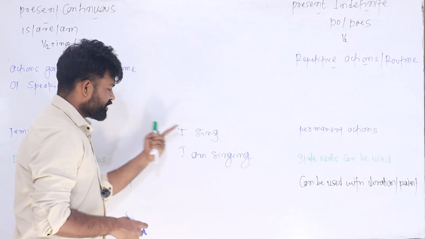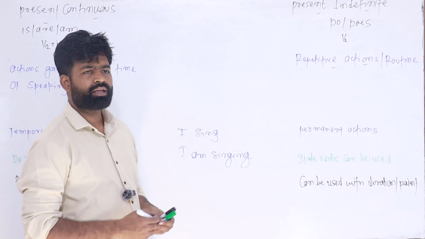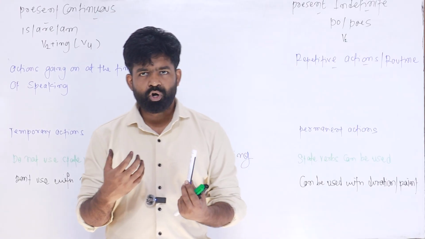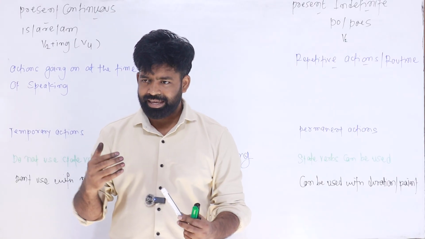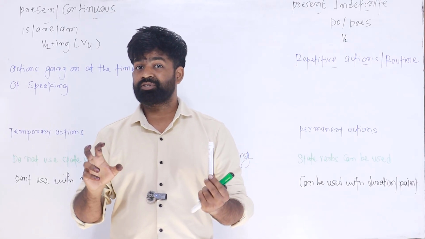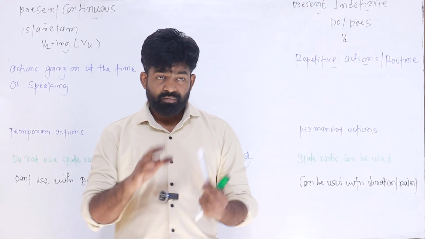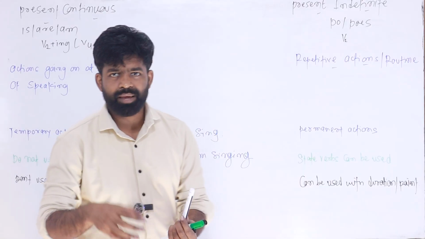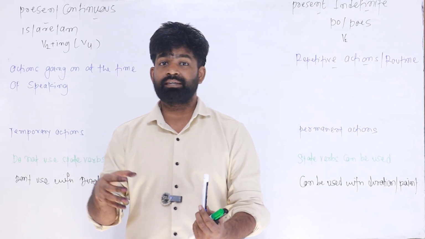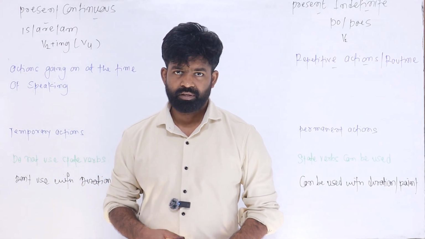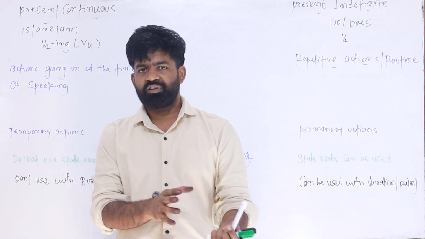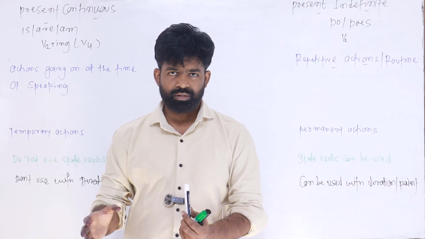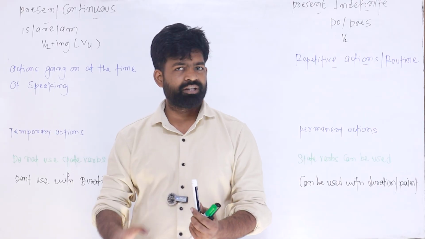So, if I say I sing, it means it is my job, it is my task. I sing every day, or maybe I am a singer by profession. Whereas if I say I am singing, it means right now I am singing, but it doesn't mean that I am a singer by profession. So whenever you talk about your profession, whenever you talk about your job, you always use present indefinite tense.